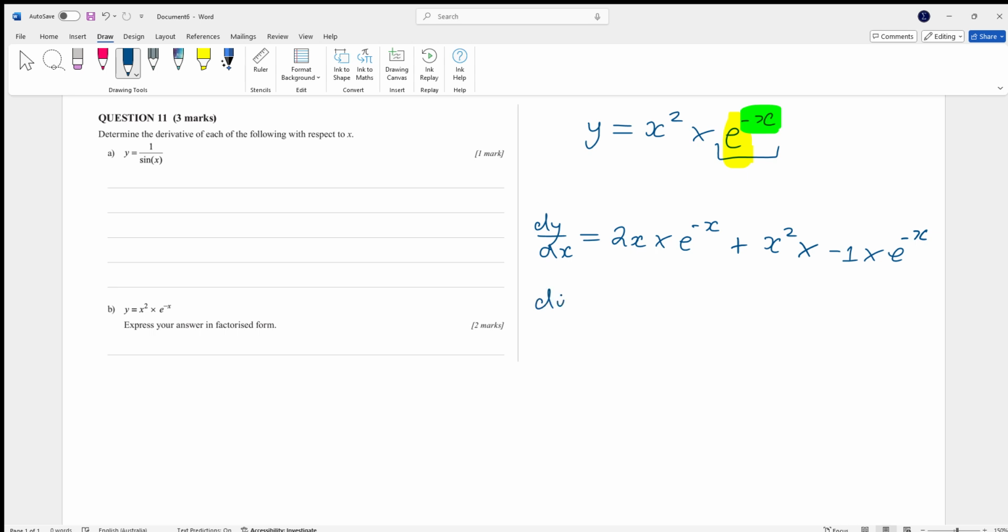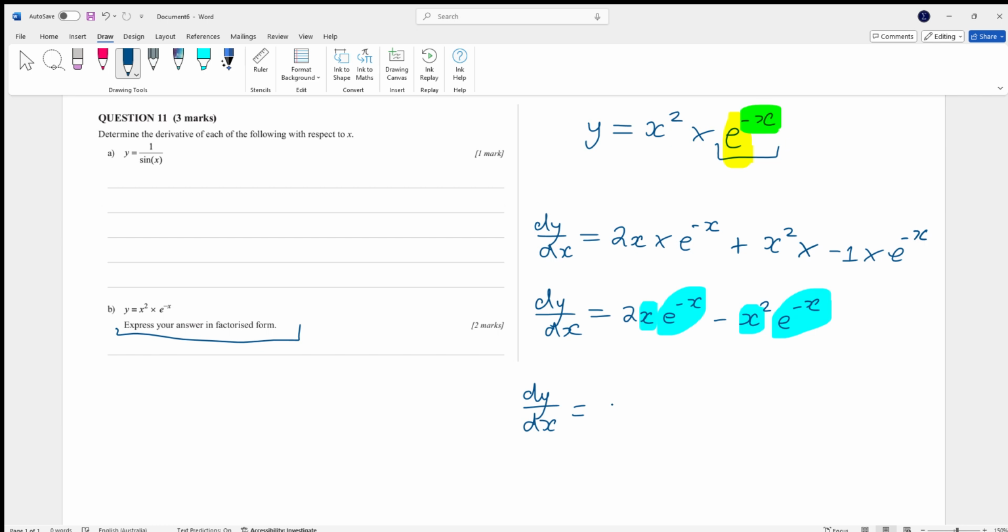So overall, dy dx is 2x e to the negative x plus, actually not plus, it'll be minus x squared e to the negative x. Now this is not finished because they want it expressed in factorized form. So what we look for is things in common. So things I can see in common are these here, as well as an x. So you can take that out. So dy dx in factorized form would be x e to the negative x, brackets, and then whatever was remaining here. So here you have a 2 remaining, and then here you have a negative x.